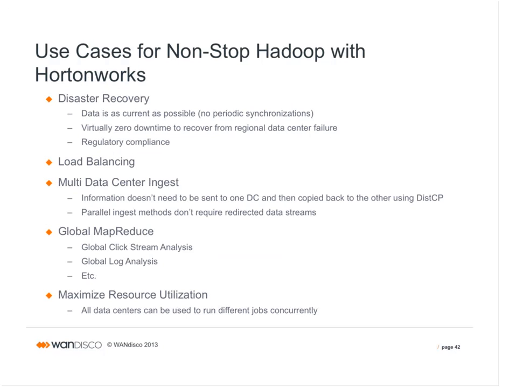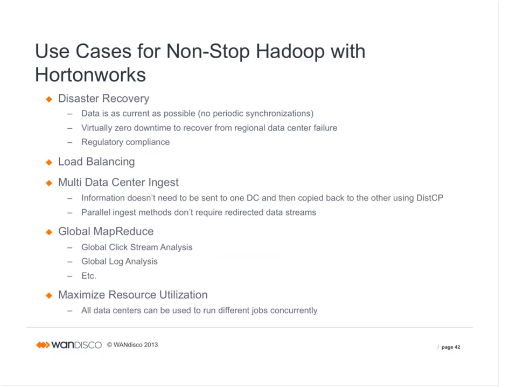Key takeaway, the disaster recovery aspect ensures that data is as current as possible. If you need a shorter window where foreign blocks are replicated, just increase the bandwidth of your WAN link. So depending on the service requirements, you can tune the bandwidth of your WAN link. There's no need to have any distance limitations because we can work across the world and we can work with multiple data centers. Virtually zero downtime to recover from regional data center failure.